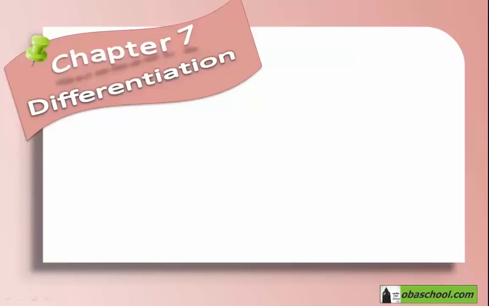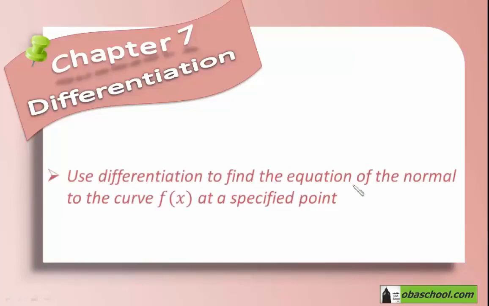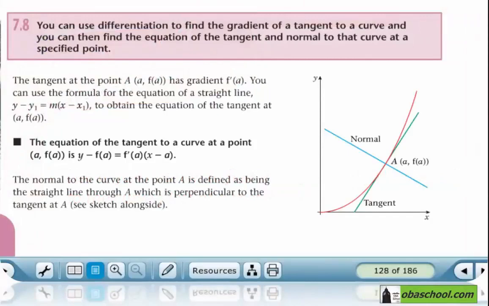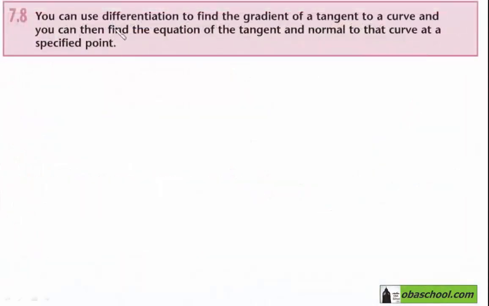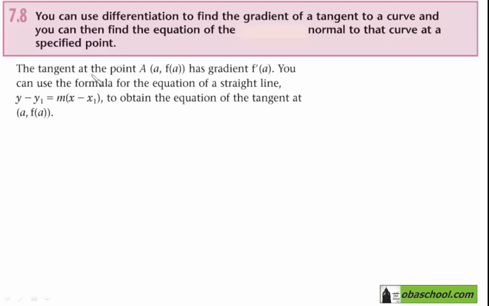For this tutorial, we are going to use differentiation to find the equation of the normal to the curve f of x at a specific point. Now we are going to focus on the normal. Then what does normal mean? You can use differentiation to find the gradient of the tangent to a curve, and you can find the equation of the normal. Now we are focusing on the normal to that curve at a specific point.